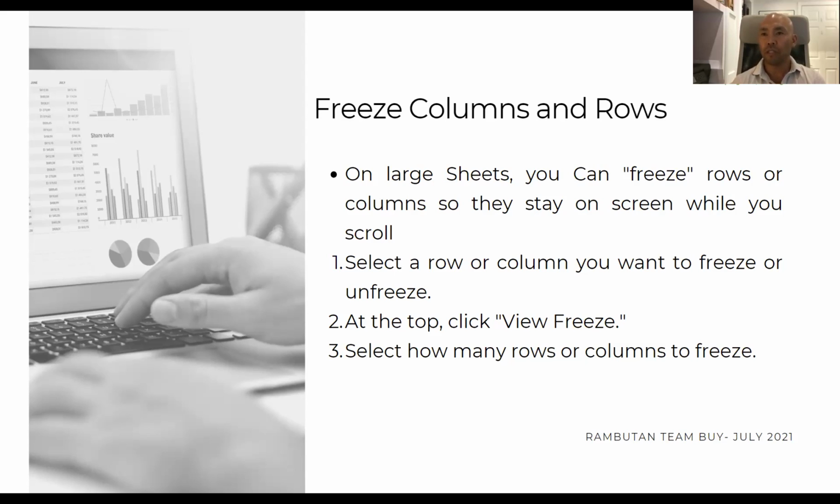On large sheets, you can freeze rows or columns so they stay on screen while you scroll. Number one, select the row or column you want to freeze or unfreeze. At the top, click View, then Freeze, and select how many rows or columns to freeze. So that's a really valuable tool.